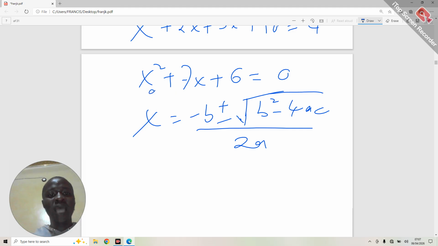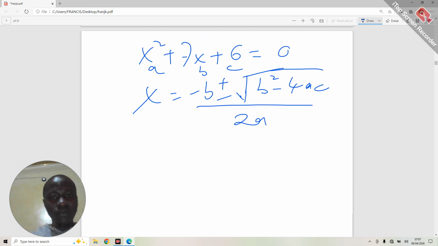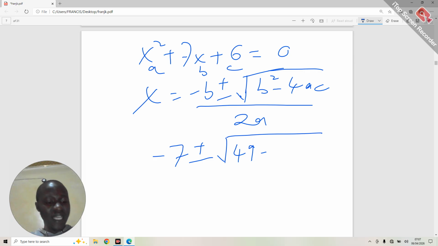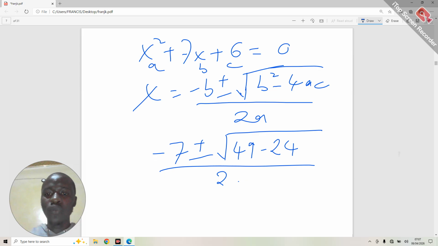So remember, this is our a, b, and c. So we have negative 7 plus or minus the square root of b squared. What is b squared there? 49 minus 4ac. Let's just multiply directly. 4 times a, which is 1, times c, which is 6. That is giving me 24. Everything is all over the 2a. And what is our 2a? That is 2 multiplied by 1, giving me 2.